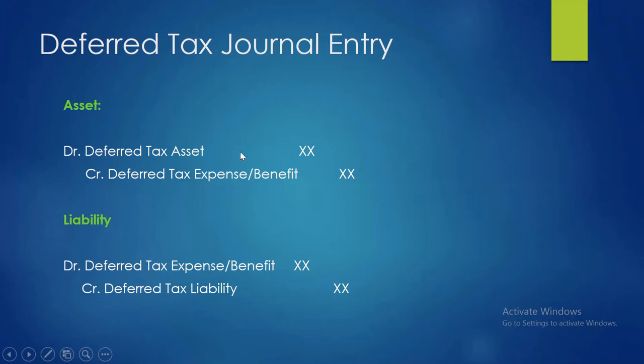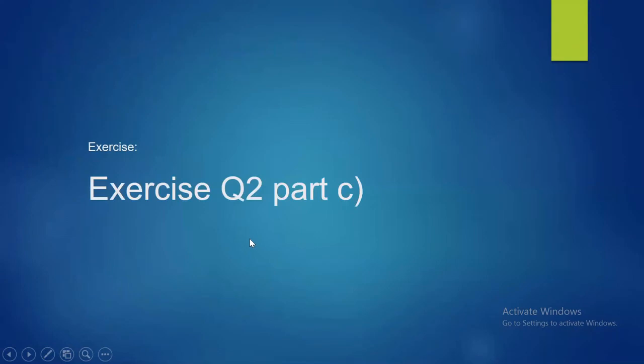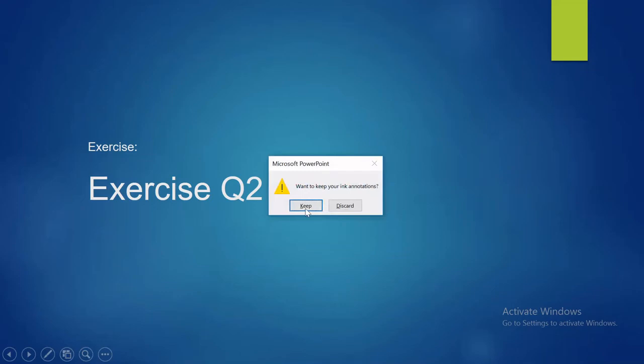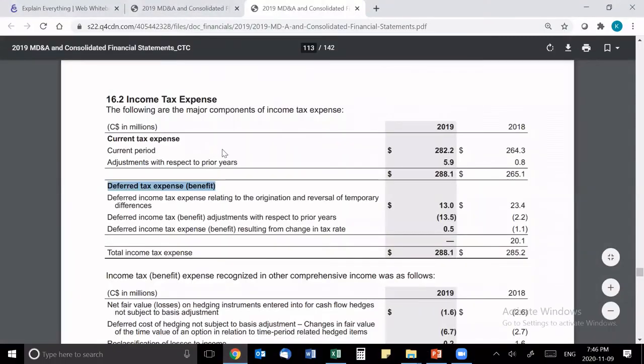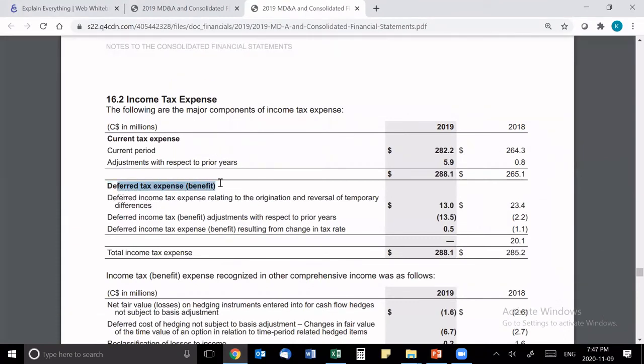So this deferred tax expense / benefit is like an interchangeable account. It is a deferred tax expense, but if it's going to be a credit amount, then it's going to be a deferred tax benefit. Right? So we'll do exercise 2, part C in our Excel. Before we do that, I'm just going to show you the financial statements again for the entire deferred tax expense / benefit. So here, if it's a debit amount, it's an expense. If it's a credit amount, it's a benefit. Okay, so that's how that is showing there.